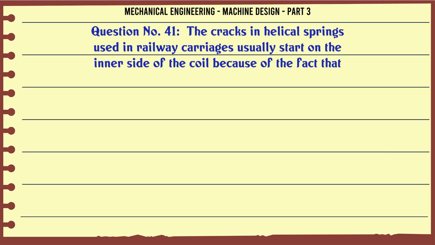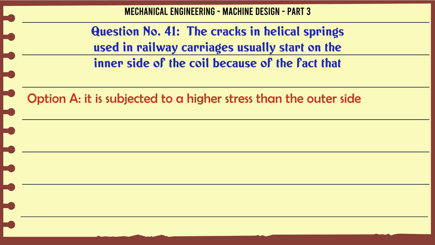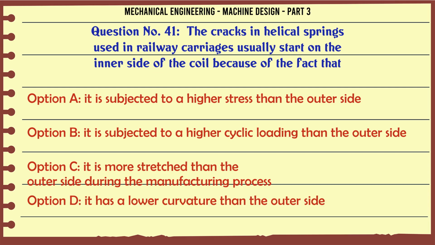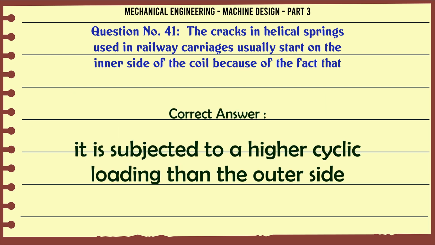The cracks in helical springs used in railway carriages usually start on the inner side of the coil because of the fact that A. It is subjected to a higher stress than the outer side. B. It is subjected to a higher cyclic loading than the outer side. C. It is more stretched than the outer side during the manufacturing process. D. It has a lower curvature than the outer side. The correct answer is it is subjected to a higher cyclic loading than the outer side.